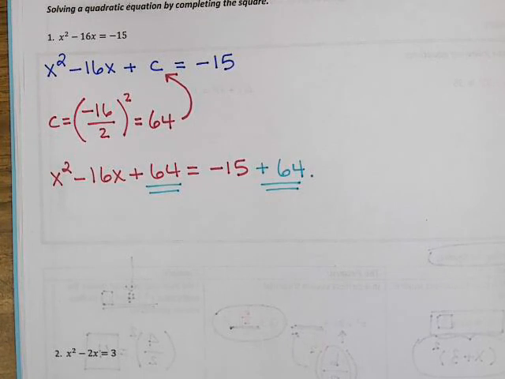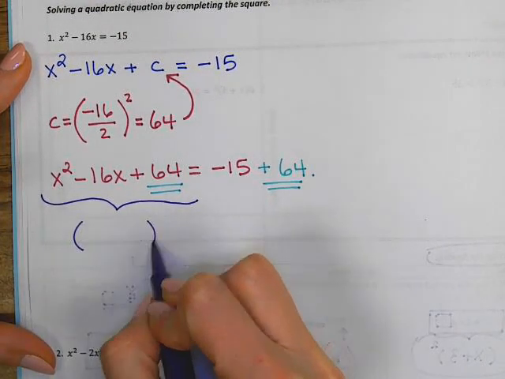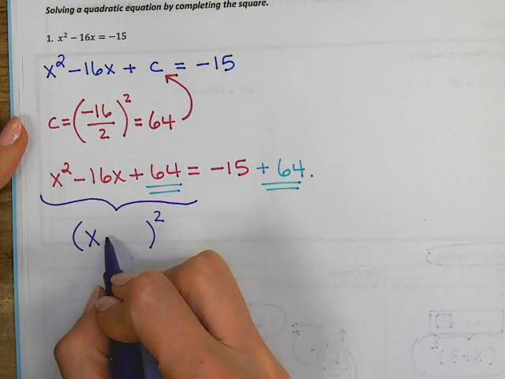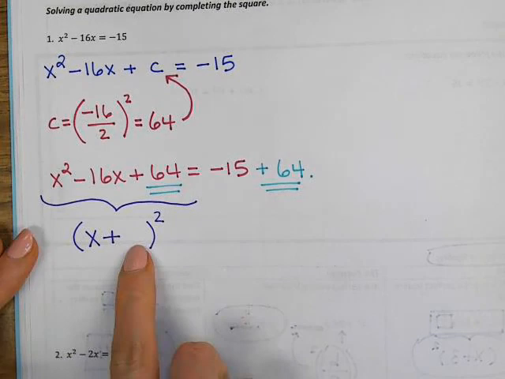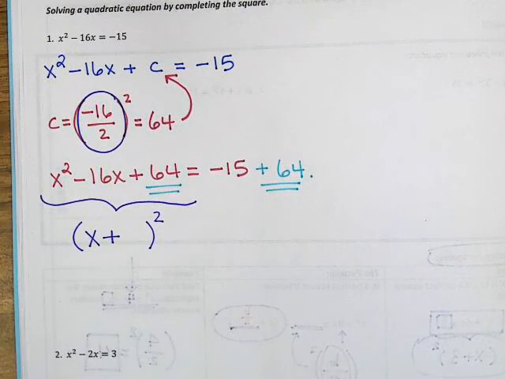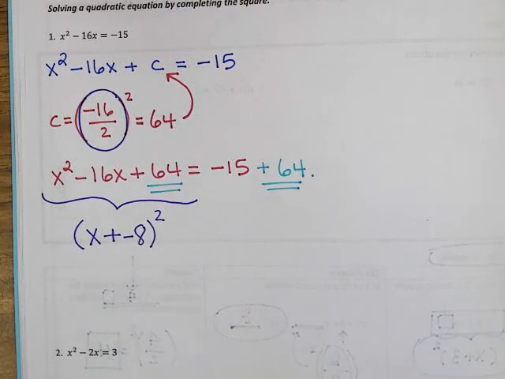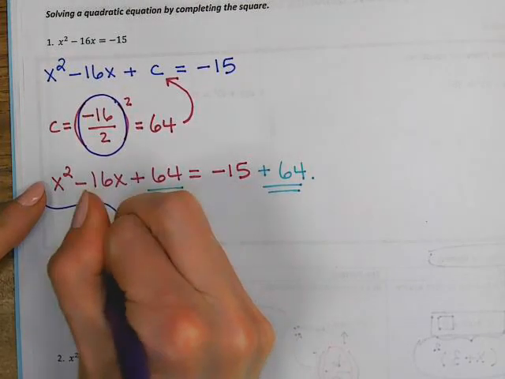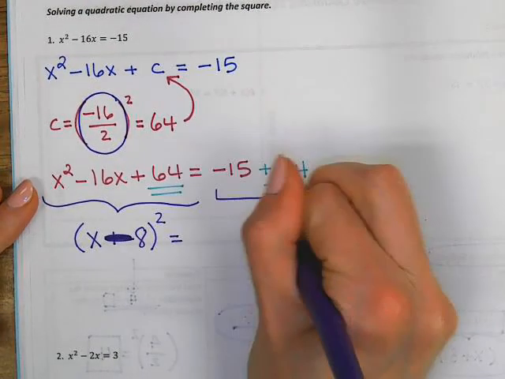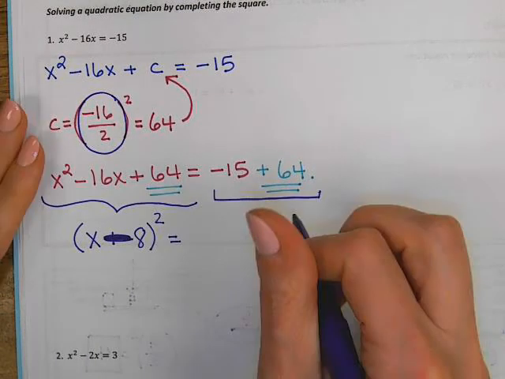All right, now we just created a perfect square binomial. What would it be? The formula is x plus, remember this part is just the b over 2. Negative 16 divided by 2 is negative 8. But again, nobody writes it like that. Plus a negative, just make it a big minus. x minus 8 squared. And then on the right-hand side, we're just going to add these together. Negative 15 plus 64 is 49.